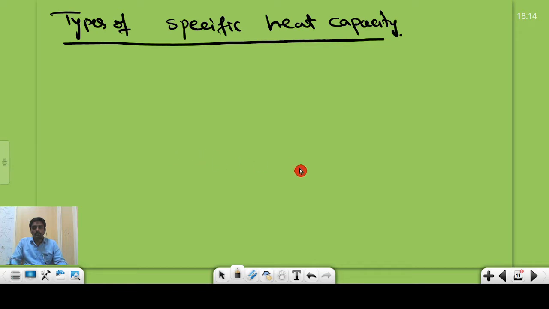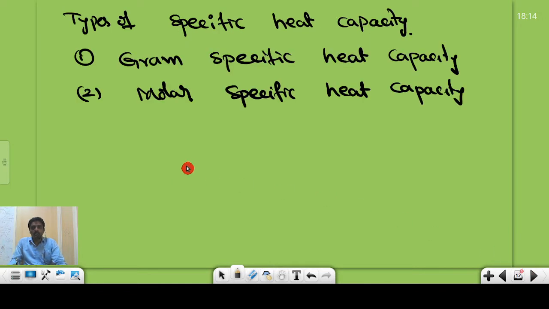Today our goal is to complete the types of specific heat capacity. There are two types of specific heat capacity. One is the gram specific heat capacity, another one is the molar specific heat capacity. So let me discuss one by one. Very easy definitions only.